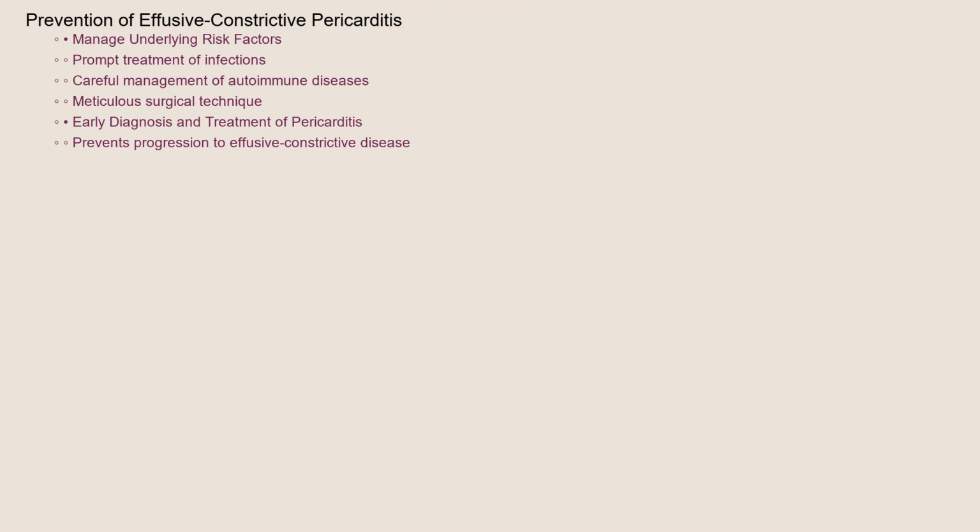Prevention of effusive-constrictive pericarditis focuses on managing the underlying risk factors. This includes prompt treatment of infections, careful management of autoimmune diseases, and meticulous surgical technique to minimize the risk of post-operative pericarditis. Early diagnosis and treatment of pericarditis, regardless of cause, may also prevent progression to effusive-constrictive disease.